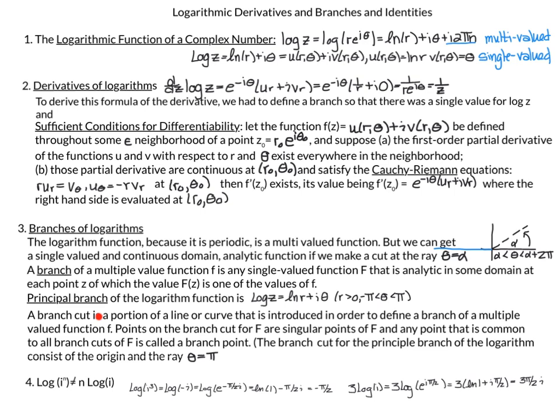A branch cut is a portion of a line or curve that is introduced in order to define a branch of a multiple-valued function f. Points on a branch cut of f are singular points of f, and any point that is in common to all branch cuts of f is called a branch point. The branch cut for the principal branch of the logarithm consists of the ray theta equals pi, and we'll go over more of these ideas with examples.